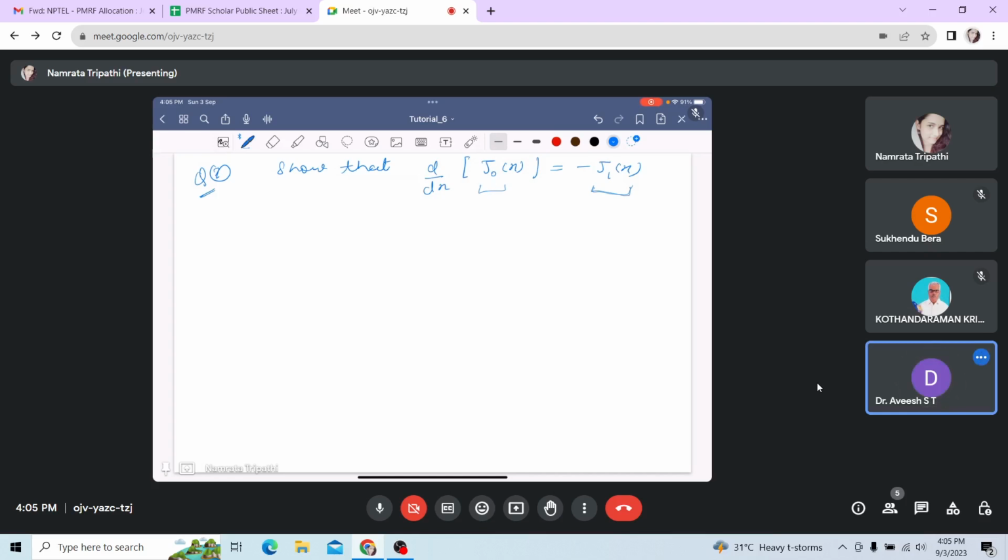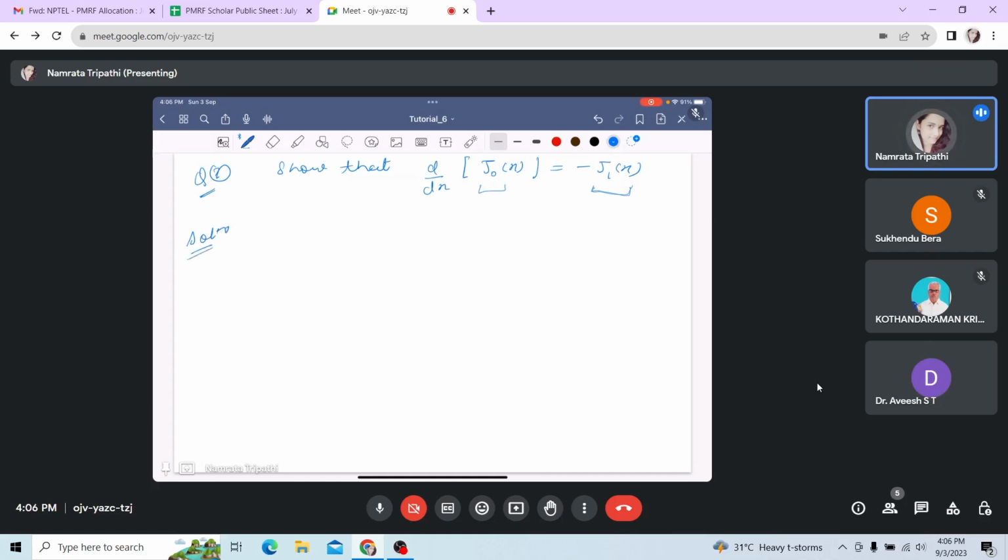x into jn dash of x is equal to x into jn minus 1 of x minus n into jn of x. No, no, it is also wrong. Anyone else? Derivative of x to the power of n jn of x is equal to x to the power of n jn minus 1 of x. Yes, but you have to use negative. So the recurrence relation will be x to the power of minus n. Okay, yes.